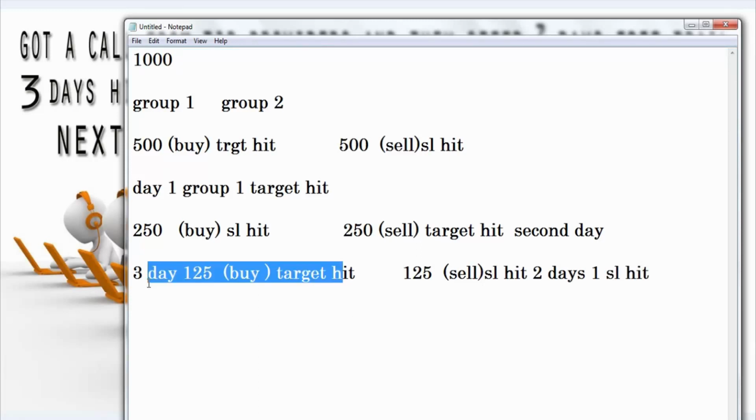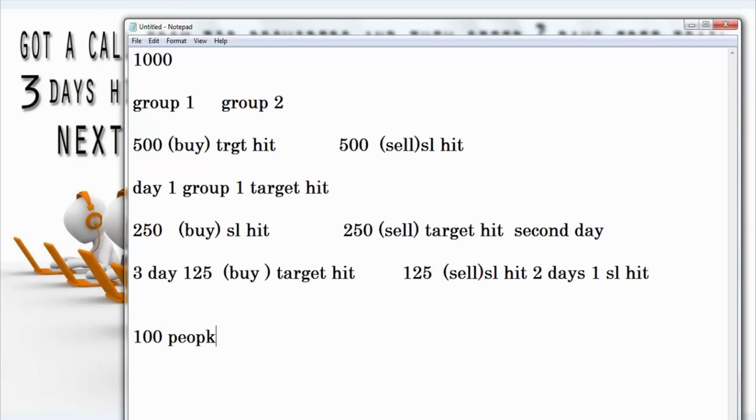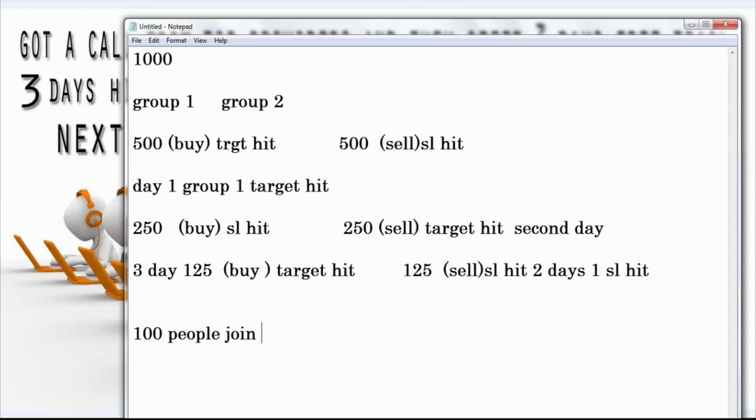So in this group, these 125 people got 3 days of target hits, so at least 100 people will join, because they got 3 days of sure shot calls. They think these tip providers are good and their calls are 100% accurate. That's why the 3 days of target hits. And the other 125 people think that 2 days it hit target and only 1 day stop loss hit, so at least 10 or 20 people will also join this team.